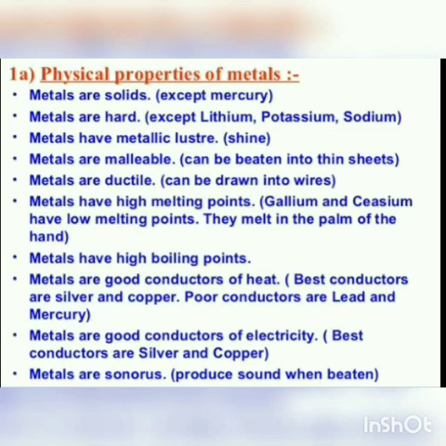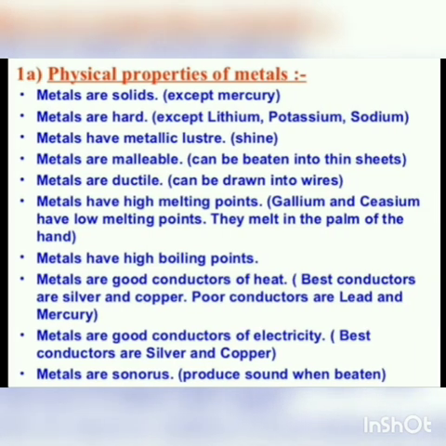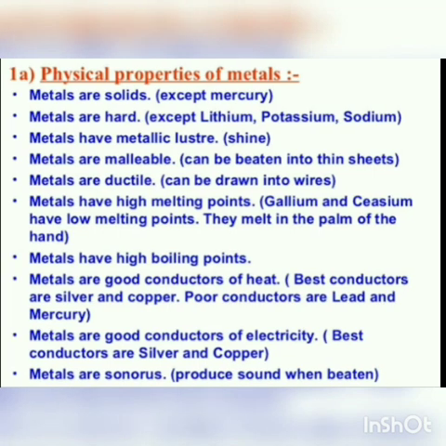Now we can see the physical properties of metals. Metals are solid in state except mercury. Mostly all the metals are solid at room temperature except mercury. And then metals are hard except lithium, potassium and sodium, because lithium and sodium can be cut with a knife. Metals have metallic luster. Luster means they become shiny. So the metals become shiny.